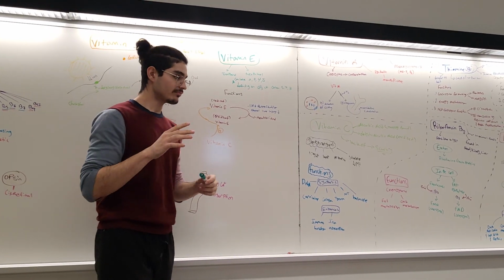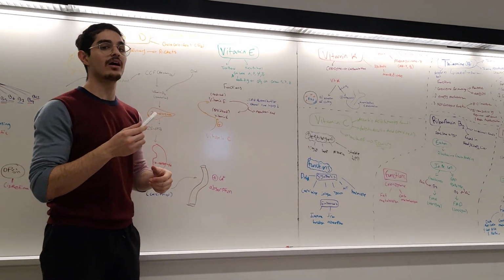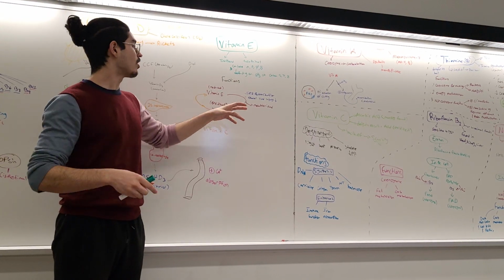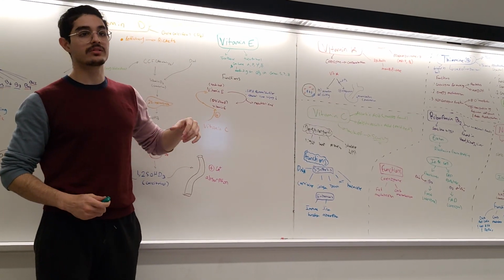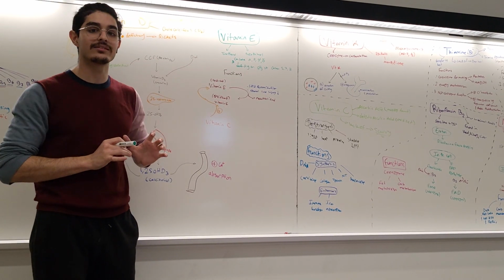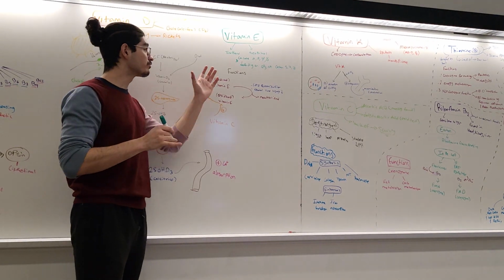Now, with tocopherols and tocotrienols, you can have an alpha, beta, gamma, or delta isoform depending on the methyl group on the carbons on 5, 7, and 8 within the chromanol ring. Okay. What are its functions?